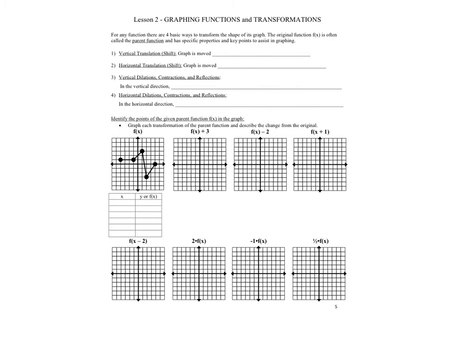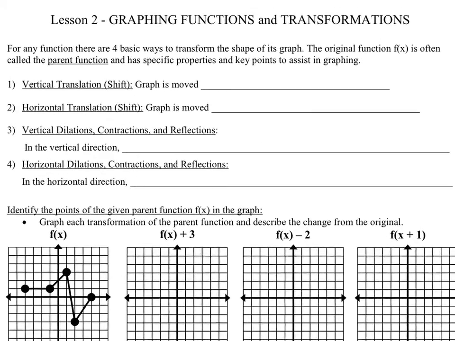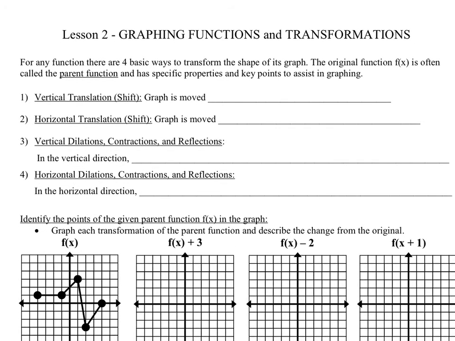When you translate something vertically, it's called a vertical shift, and the graph would be moved up or down. When you move something horizontally, that's left and right. It's going on the x-axis. This is left and right.